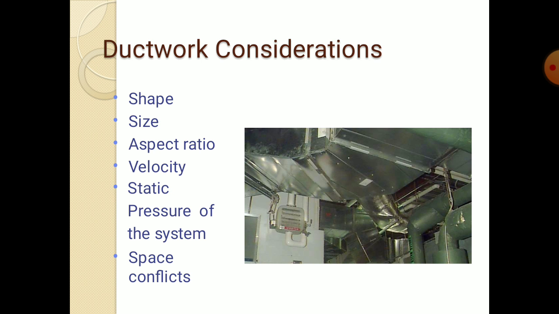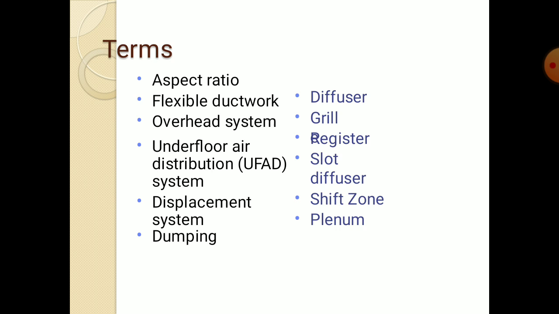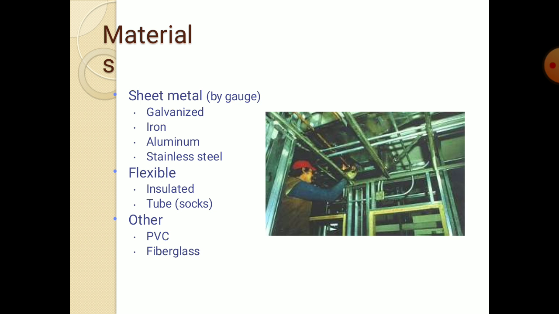Velocity of air flowing through duct, that is the next parameter. Pressure of a system, static pressure of a system, which is the pressure difference between inlet and exit. Space conflicts, space requirements, that is one more consideration while designing a duct. So these are the different terms used in air conditioning system: aspect ratio, flexible ductwork, overhead system, underfloor air distribution system UFAD, displacement system, dumping, diffuser, grill, register, slot diffuser, shift zone and plenum.